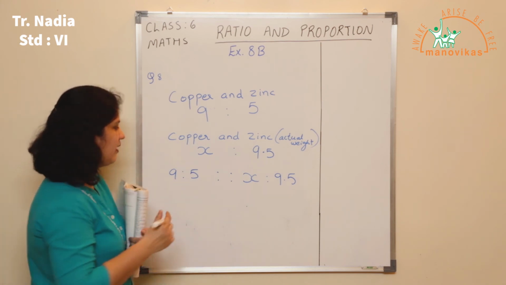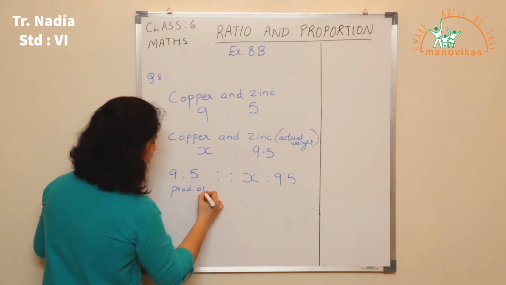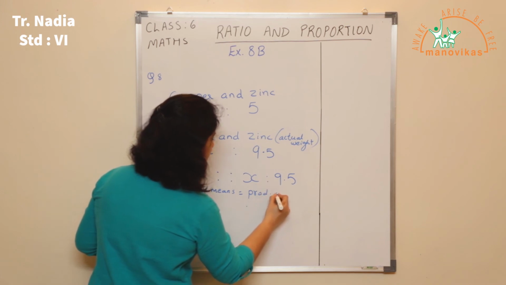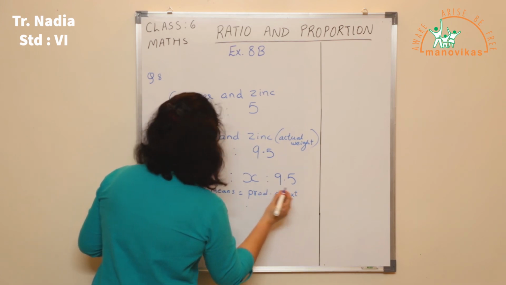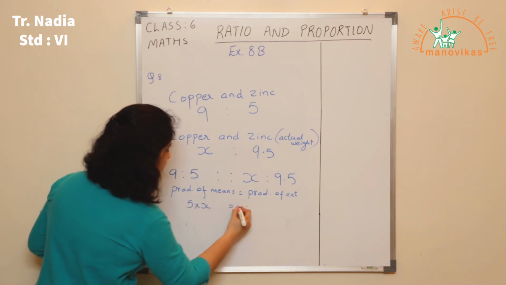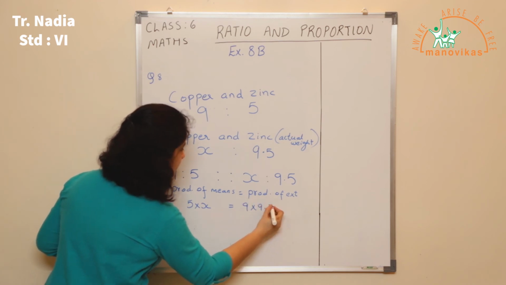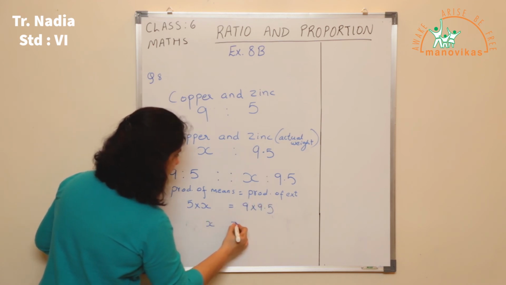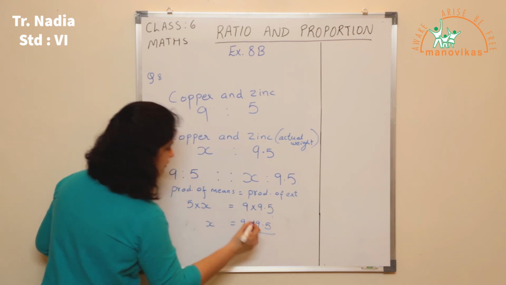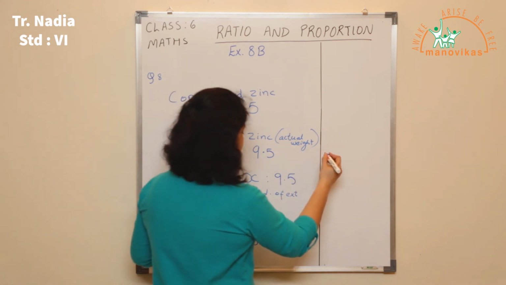Now how will you find the value of x? Again do the same thing. Product of means is equal to product of extremes. So you have a decimal here, your means are 5 into x and your extremes are 9 into 9.5. So let us find x: 9 into 9.5 divided by 5. 9.5 and 5, you can reduce it.